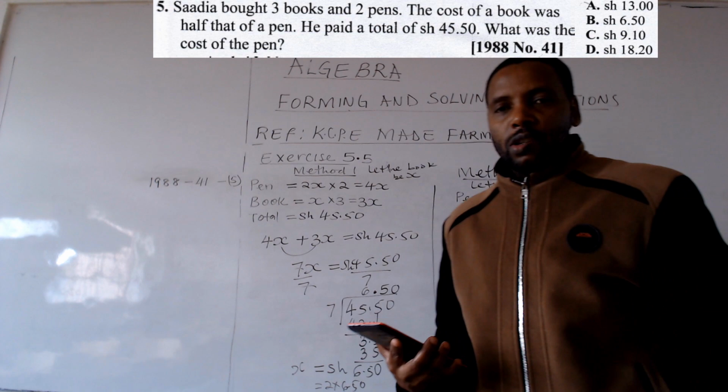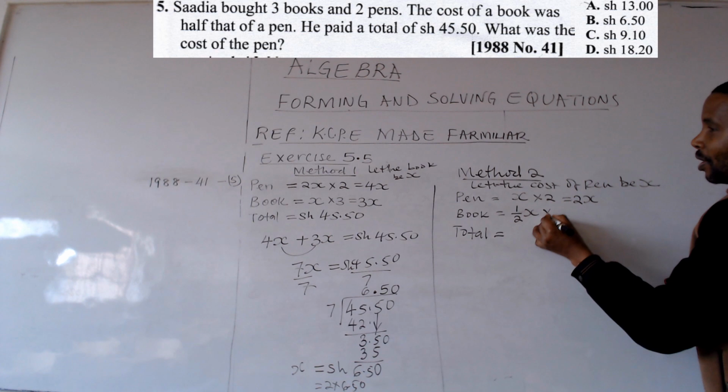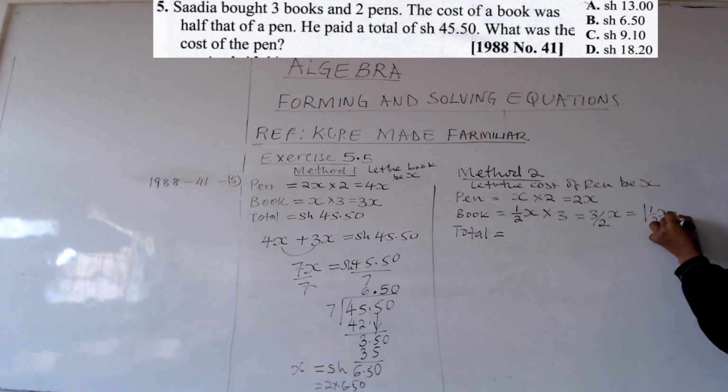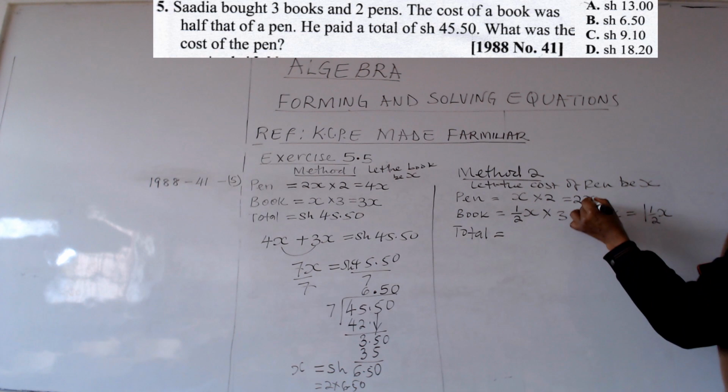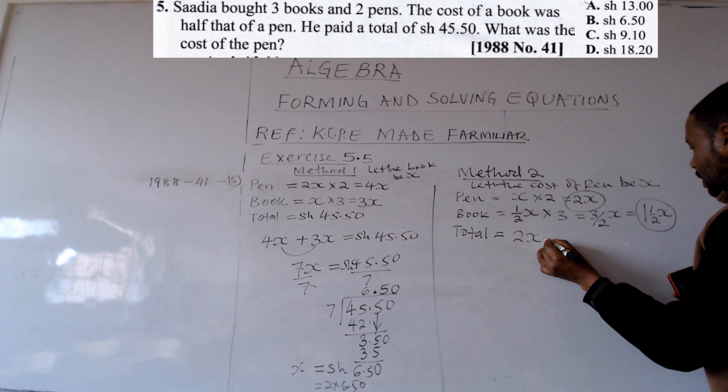And then he had bought two of those pens, which is 2x, and he had bought 3 of those books, which is the same as 3 over 2 x, which is the same as 1.5x, when you change this one to a mixed number. So now I put together the 2 pens and the 3 books he bought. The 2 pens were costing 2x, and the 3 books were costing 1.5x.